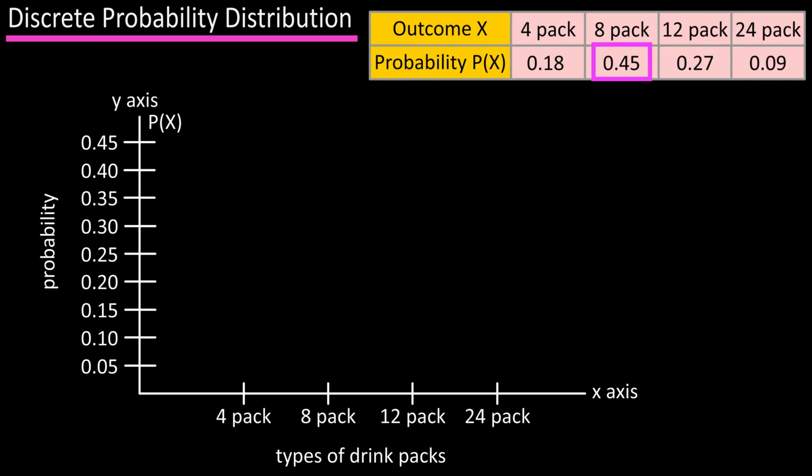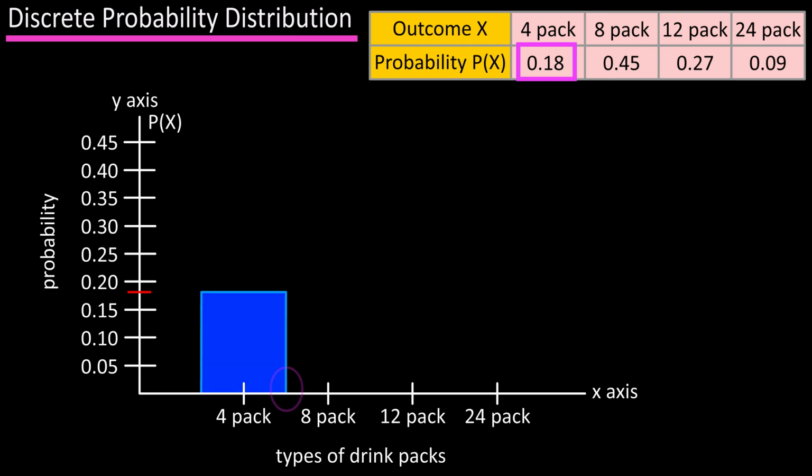Now we can draw in the bars. For the 4-pack, we have a probability of 0.18, so we find that on the y-axis, and above the 4-pack mark on the x-axis, we draw a horizontal line and then connect it down to the x-axis and fill in the bar. Have the right side of the bar midway between the 4-pack and 8-pack marks on the x-axis, and the bar should be centered around the 4-pack mark.